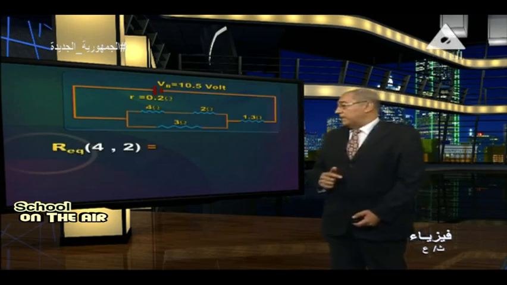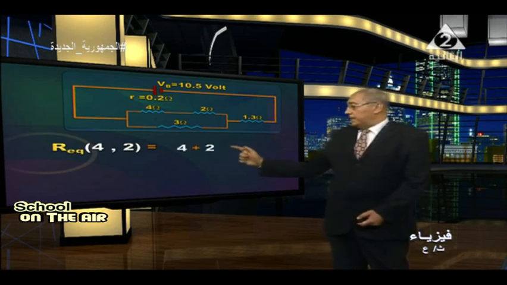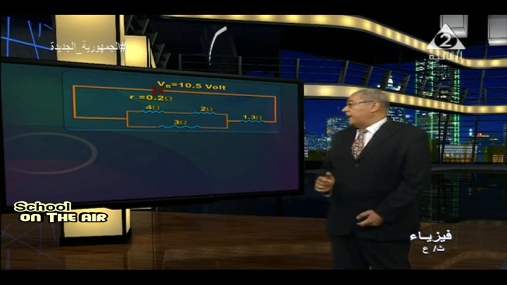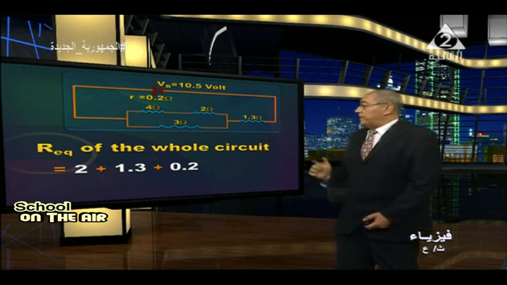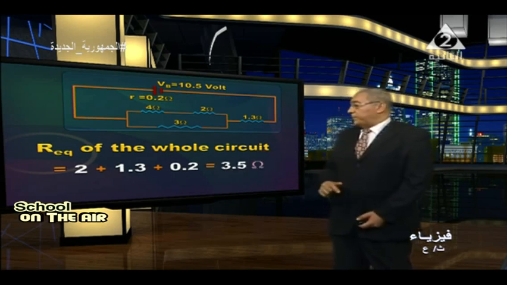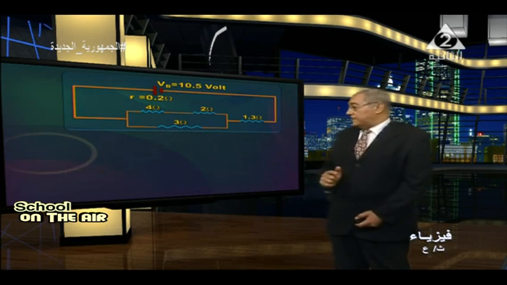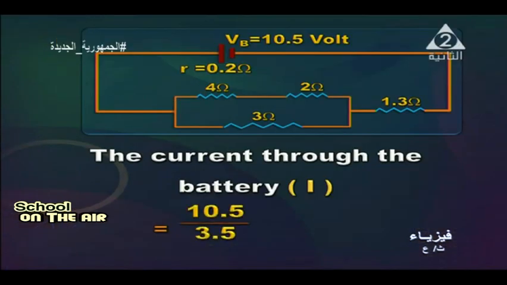First of all, we need to calculate the resistance. Resistance of 4 and 2 is equal to 6 ohm. Resistance of 6 and 3 connected in parallel is 2 ohm, product over the sum. And total resistance of the circuit equals 2 plus 1.3 plus 0.2, which is 3.5 ohm. Now it's all easy to calculate the current passing through the circuit. Current passing through the battery equals 10.5 over 3.5. It is 3 amperes.